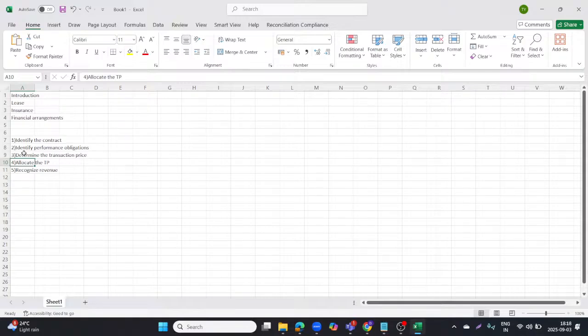Then step 5, that is how to recognize the revenue. First, there should be a transfer of control to the customer. Then, control is transferred over time. Third, there are various input methods and output methods.